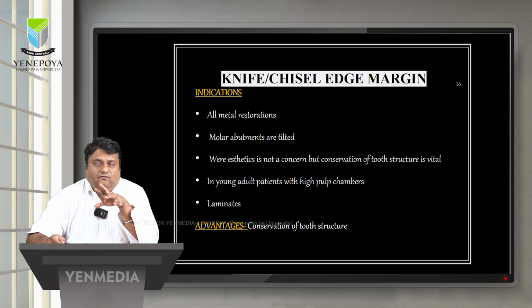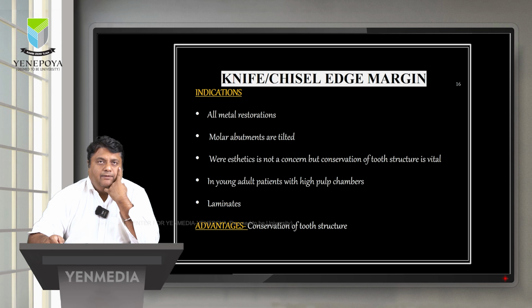So if the thickness is around 0.5 to 0.9 to maximum 1 mm, then you can use this type of configuration to give a laminate preparation. So what are the advantages of this type of preparation? Yeah, conservation of tooth structure, but there are more disadvantages in using this type of finish line than in others when comparing it to chamfer or a shoulder.